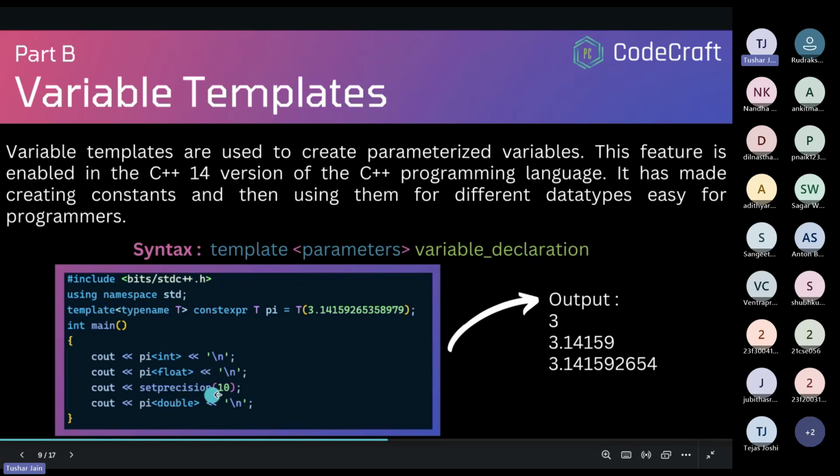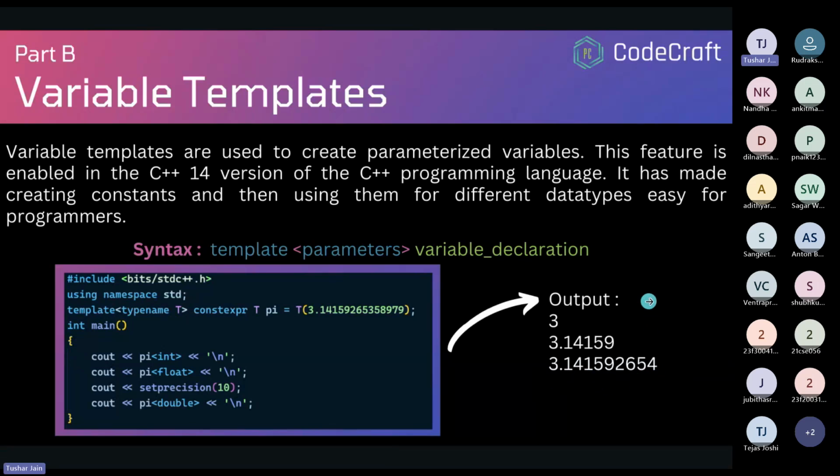And then if I set the precision to 10, and then I specify pi as double, then it prints till 10 decimal places. And the syntax for this is template parameters variable declaration. So this is a bit different from the other templates. Also, we might not use constexpr here. I just used it because I am defining pi as a constant, but we might skip this whole constexpr thing.